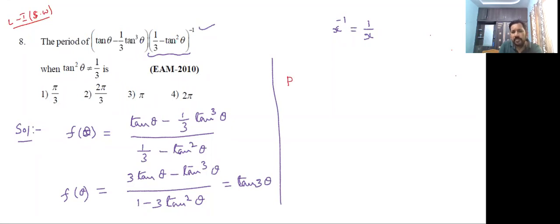What is period of tan 3 theta, students? Period of tan 3 theta is pi by mod a. In place of a, what is there? 3. So final answer is pi by 3. So which option is correct? First option is correct.